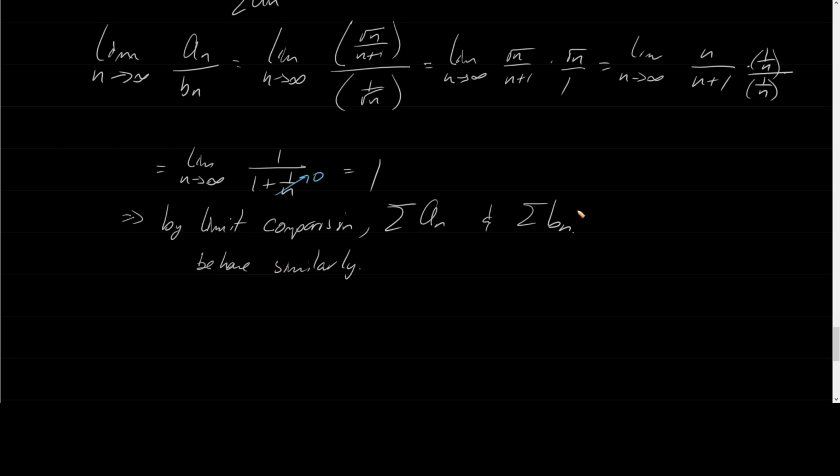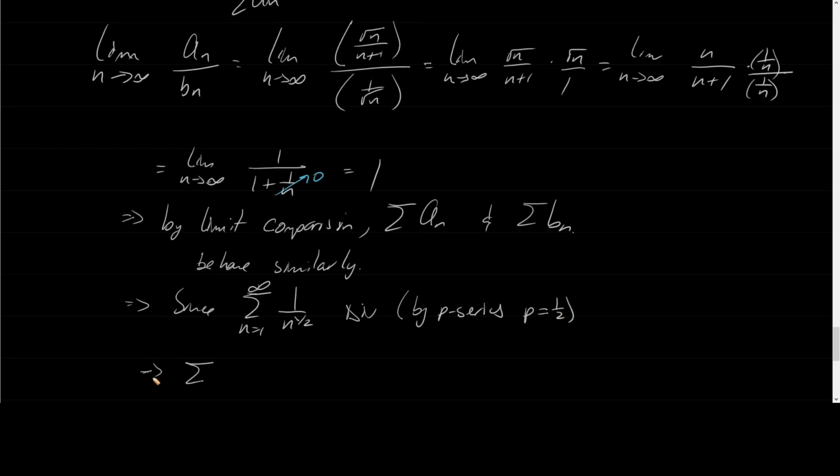And, well, what did b sub n do? Since the series of 1 over n to the 1/2, and that's a 1/2, there we go, as n goes from 1 to infinity, this diverges by p series. Right in here, our p is equal to 1/2. This tells us now that the series that we were looking at, this absolute value, that's square root of n over n plus 1, also diverges.